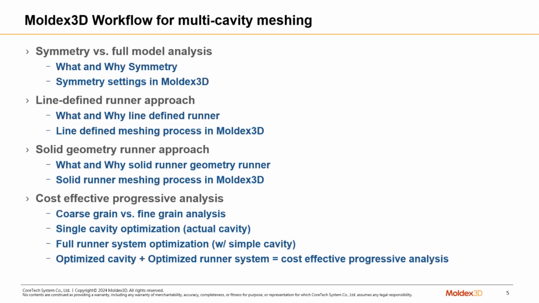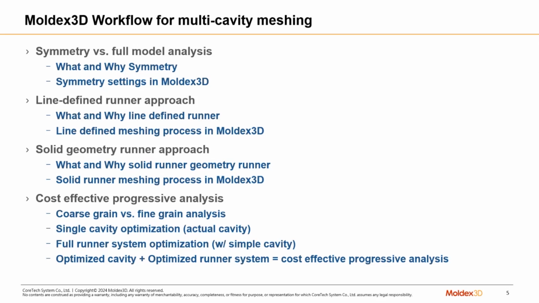And another one would be solid geometry runner approach. Right, so we're going to talk about what it is, why we use this, in what situation we can use it, when we cannot use it, and we're going to walk you through that process of what this solid runner meshing is.